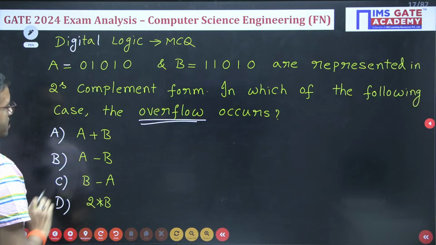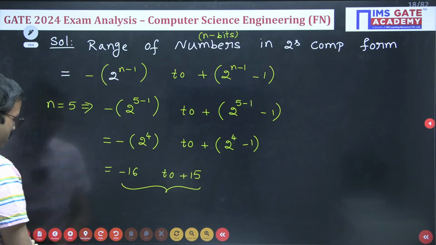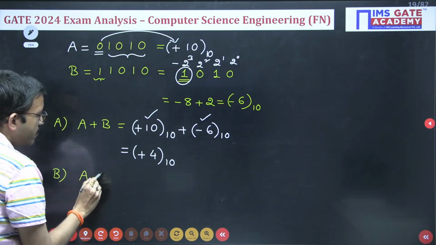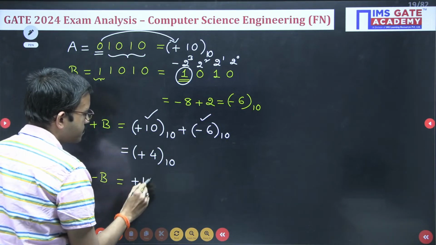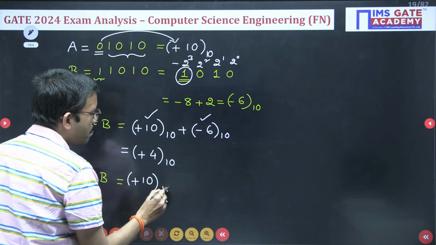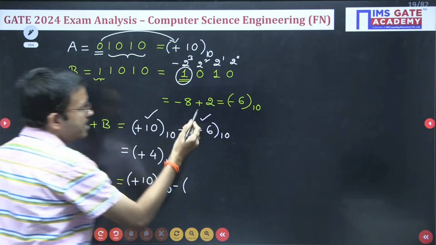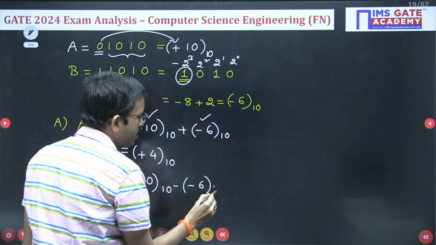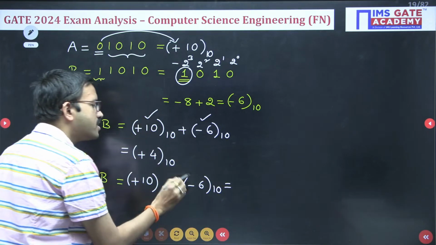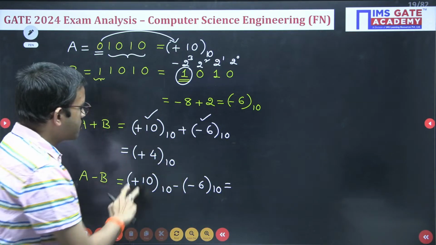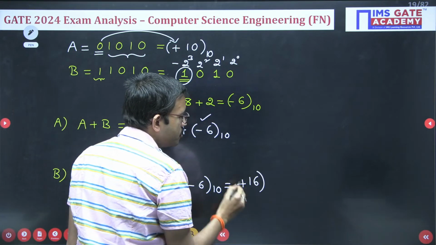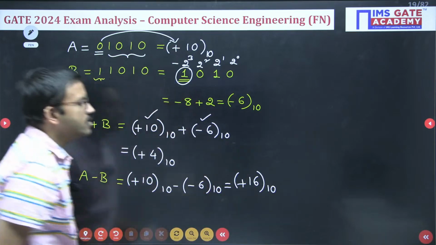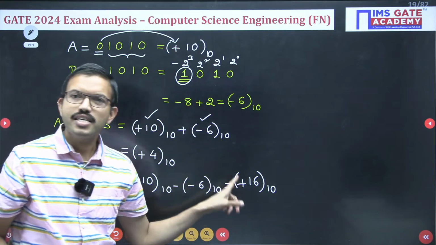Regarding option B, we have A minus B. Here A is plus 10, and minus B is minus of minus 6. Minus of minus is plus, so plus 10 plus 6 is nothing but plus 16. Now you can observe, here you are getting the resultant answer as plus 16.